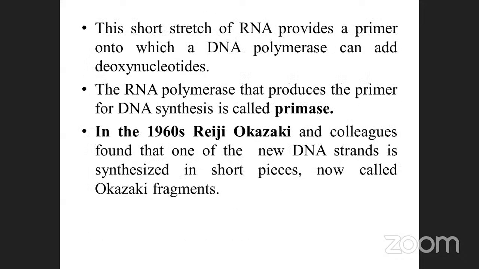The short stretch of RNA provides a primer onto which the DNA polymerase can add deoxynucleotides. Already you know a little bit about this. When you add the DNA polymerase, along with the RNA primer, these are the 2 very, very important ones. So what will DNA polymerase do? It extends the strand. The polymerase enzyme is essential for both the leading and the lagging process. Without DNA polymerase, the DNA will not synthesize. That is very, very important.